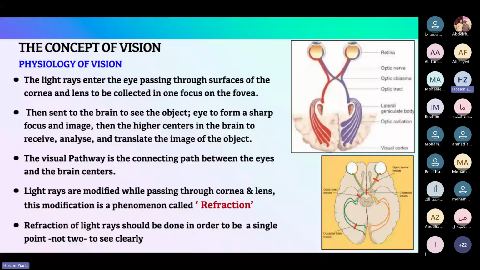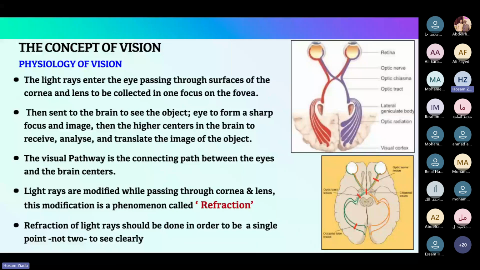The visual pathway is a connecting pathway. You know what's meant by the visual pathway? The visual pathway means the part which connects the eye with the higher centers in the brain. It starts from the retinal fibers forming the optic nerve, then through the posterior part of the optic nerve, then the optic chiasma, and then the divisions of the visual pathway to both right and left visual centers in the brain cortex.